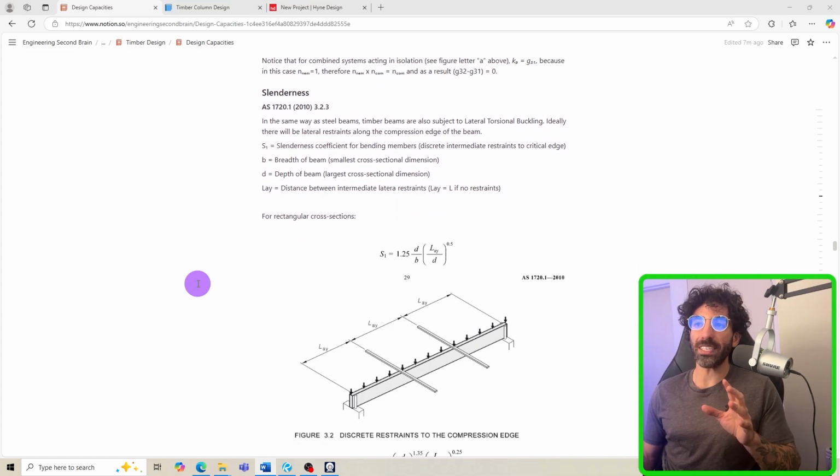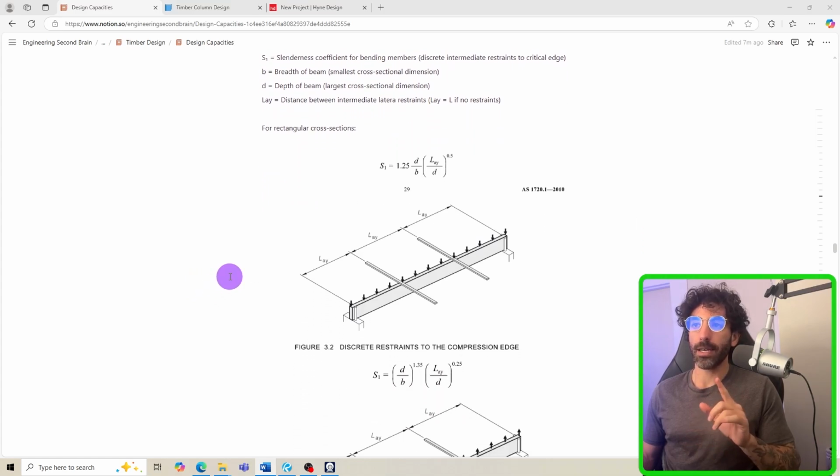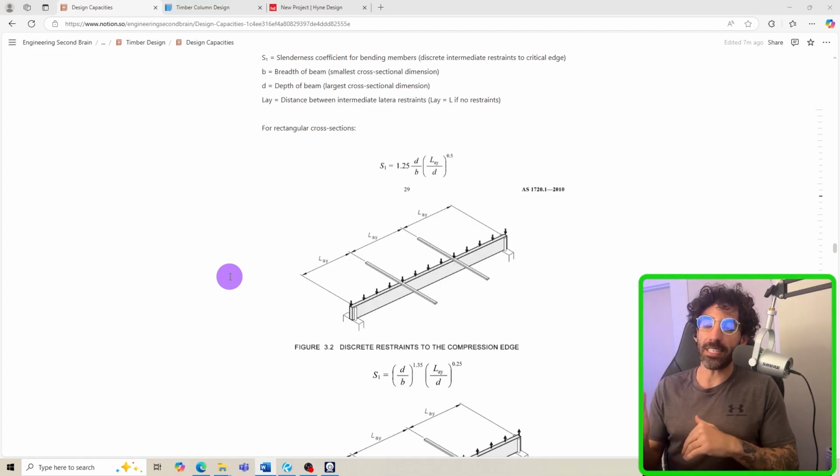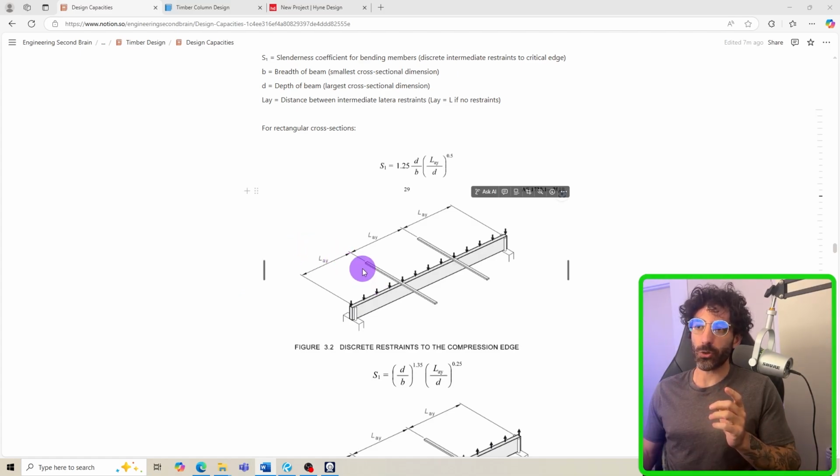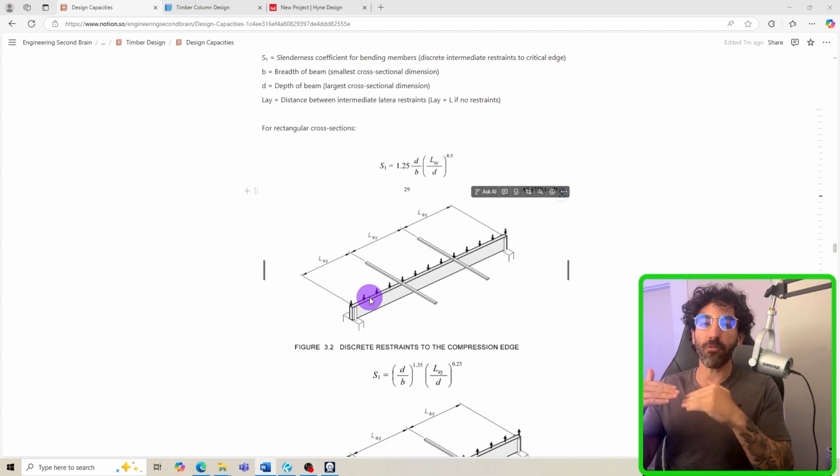I'm not going to go super in detail about lateral torsional buckling in this lesson because we're going to talk about that in the steel beam design lessons. But basically the same concepts apply. So ideally you want the restraints located along the critical edge of the beam, and in a simply supported beam the critical edge is the top face of the beam because it's in compression, for downward loads, of course. If it's upward loads, the bottom face of the beam will be in compression, and therefore the bottom face will be the critical edge of the beam.